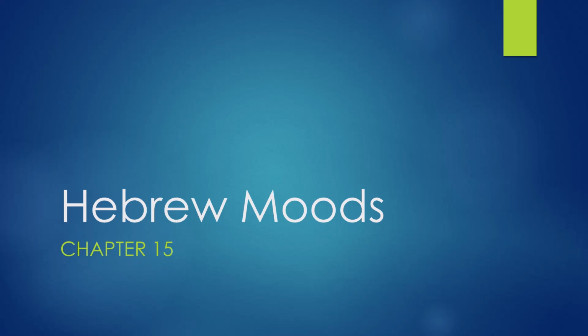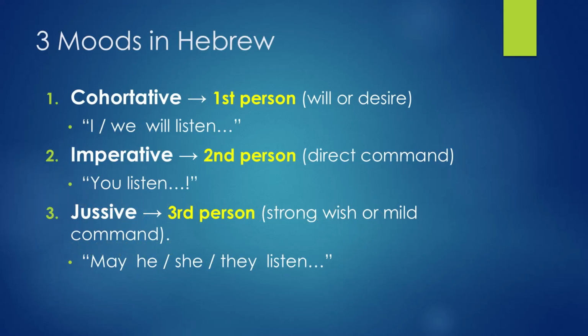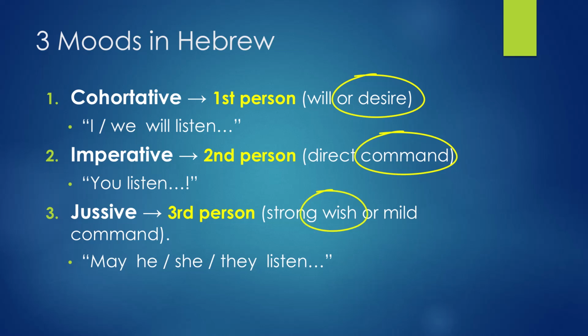Let's get started. Now you may be wondering, what is a mode? What does mode mean? In Hebrew grammar, a mode expresses the speaker's attitude towards an action. Not when it happens, because that is the tense, but how it's intended to happen. Mode shows whether the action is a desire, a command, or a wish. So when you talk about mode, you're talking about whether the action is a desire, a command, or a wish.